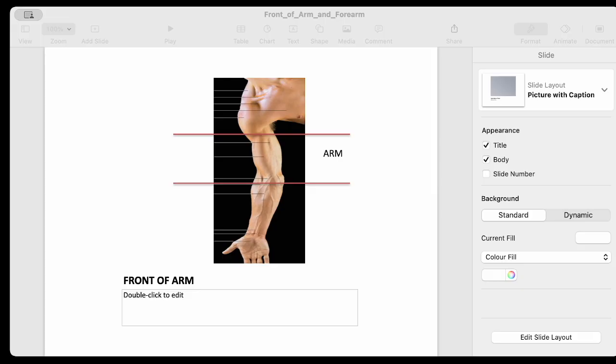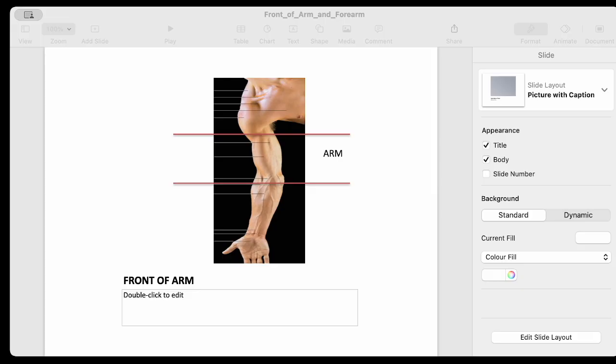Coming to the deep fascia, it encloses the arm like a sleeve, and it also sends intermuscular septa and divides the arm into anterior and posterior compartments. So the modification of deep fascia, that is the intermuscular septa, divides the arm into two compartments, that is anterior compartment and posterior compartment.